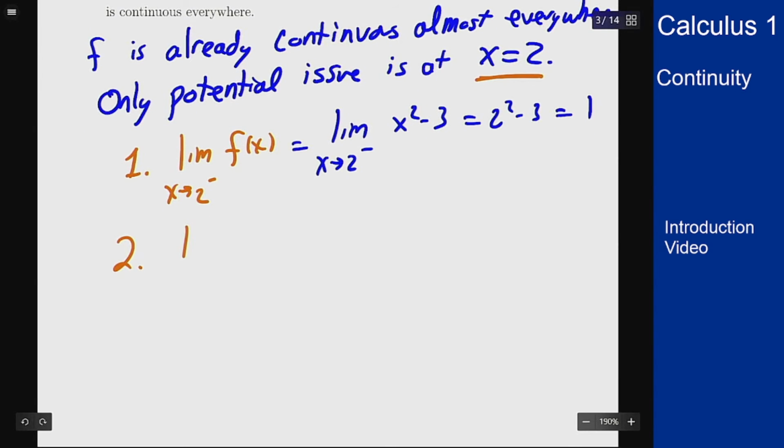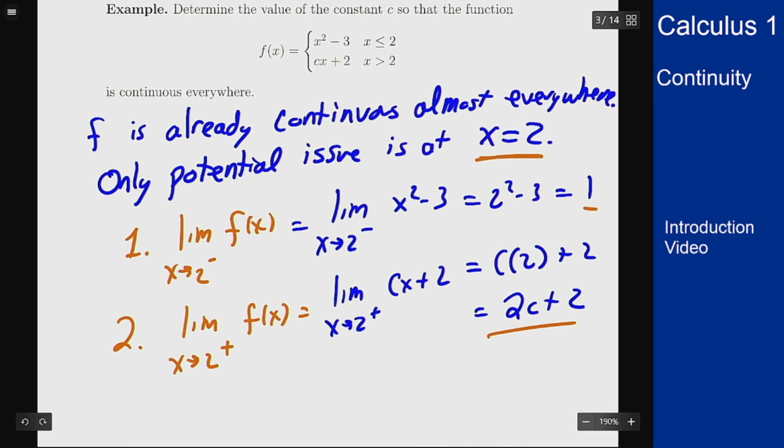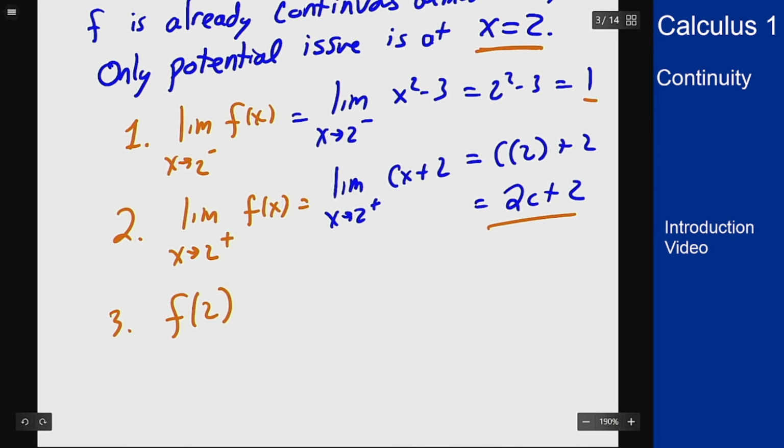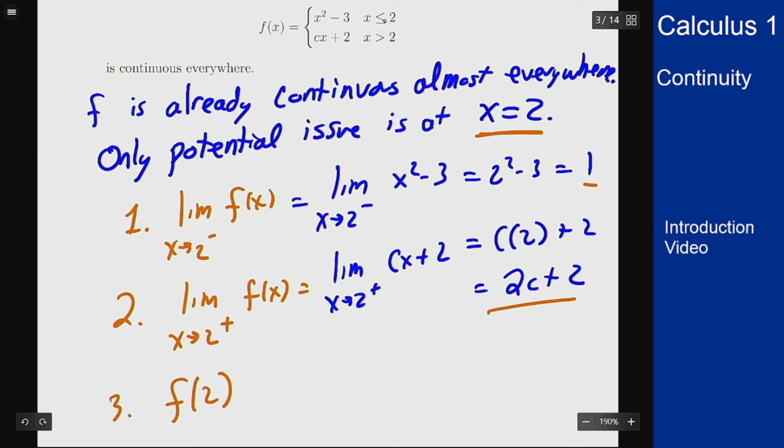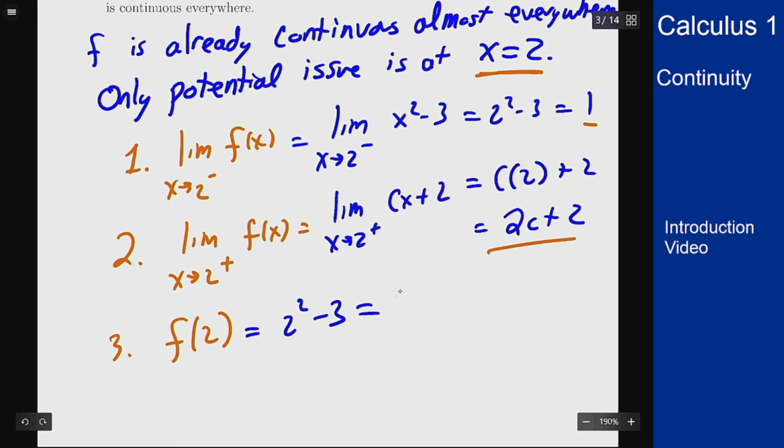Part 2 was the limit as x goes to 2 from the right. By the same idea, I'm now focusing only on values of x bigger than 2. This will be the limit as x goes to 2 from the right of cx plus 2, but this is linear. It's continuous, so I can just plug in c times 2 plus 2, or 2c plus 2. And the last thing I want is just f at 2. If I go back to the function, the equal sign is here, which means for 2, I'm plugging into this side of the equation. This will be 2 squared minus 3, or 1 again.